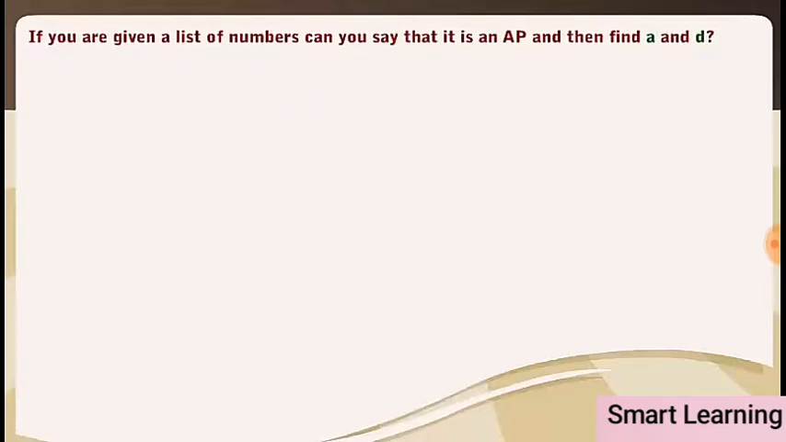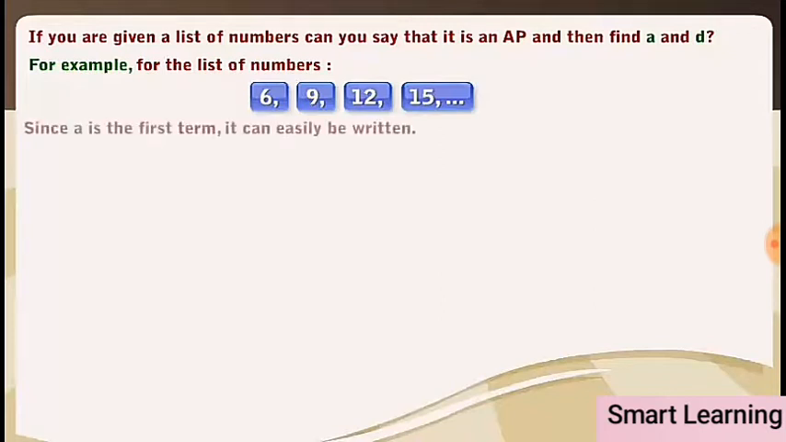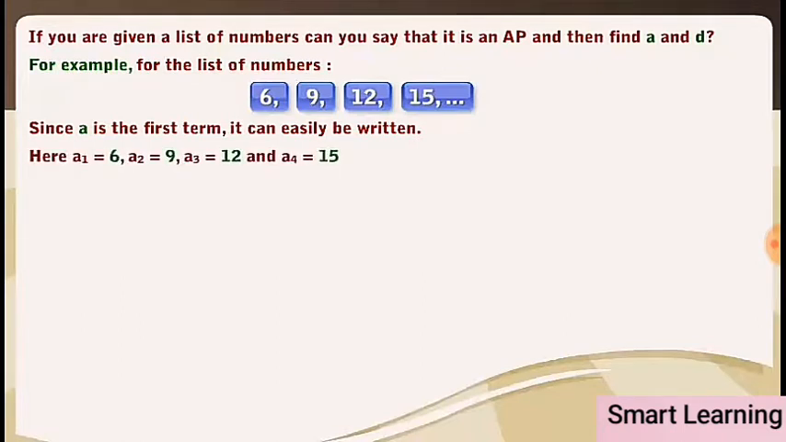Now, if you are given a list of numbers, can you tell whether it is an AP and then find A and D? For example, for the list of numbers 6, 9, 12, 15, and so on. Since A is the first term, it can easily be written. Here, A1 is equal to 6, A2 is equal to 9, A3 is equal to 12, and A4 is equal to 15.